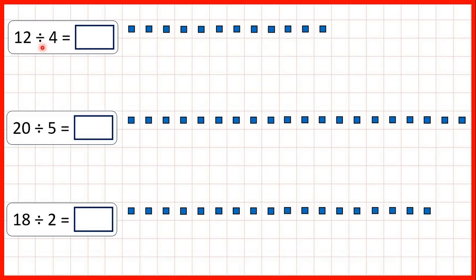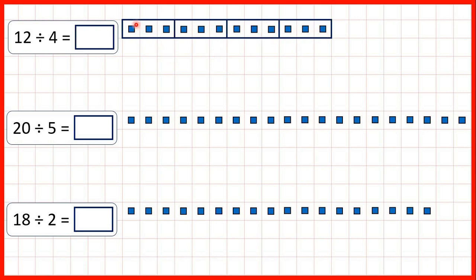Now we have some division questions, and we know that one way to divide is by grouping. So for 12 divided by 4, we could make groups of 4 from 12 counters. But the other way to divide is by sharing. And what this means is that we're going to have 4 groups. We're going to share 12 counters between 4 groups. So if we split these 12 counters into 4 groups, you can see that we have 3 counters in each group, so our answer is 3.